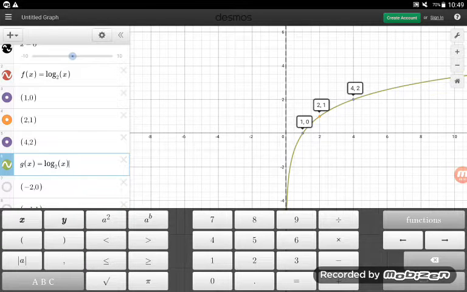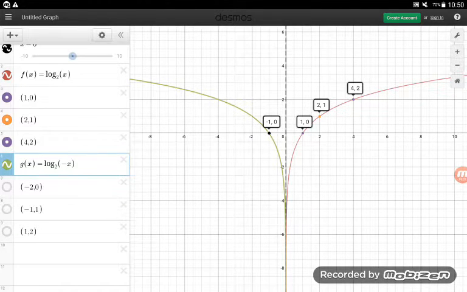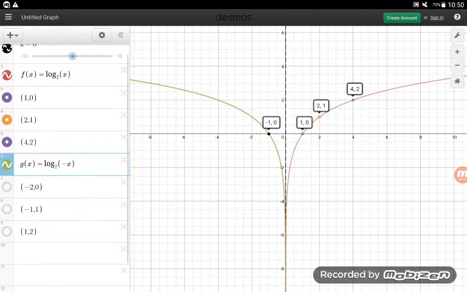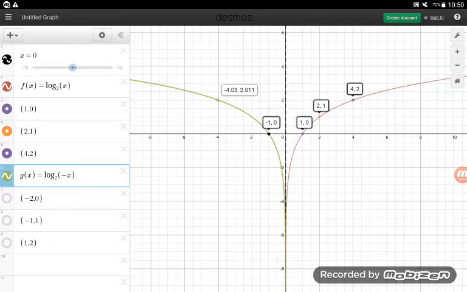Now let's look at reflection. Let's do horizontal reflection first. If it's horizontal reflection, I need to multiply my x by a negative. So I have a negative here, and there you go. I have my horizontal reflection across my y-axis. So the point 1, 0 becomes negative 1, 0. This point 2, 1 is now negative 2, 1. And 4, 2 is now at negative 4, 2. The y coordinates stayed the same, but the signs of the x coordinates are changed.